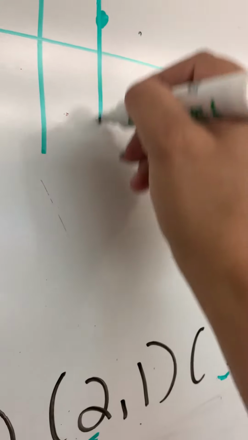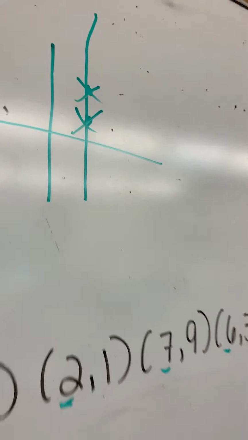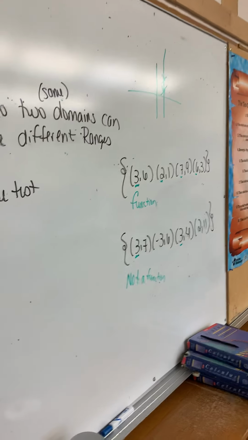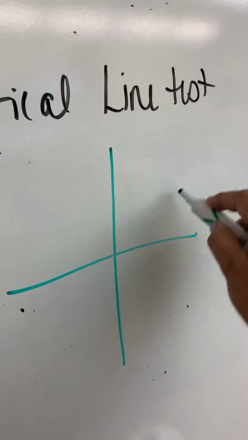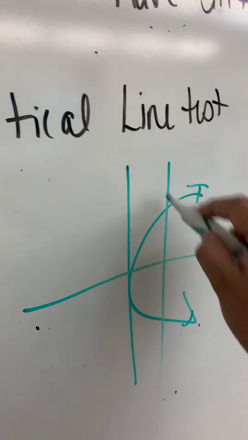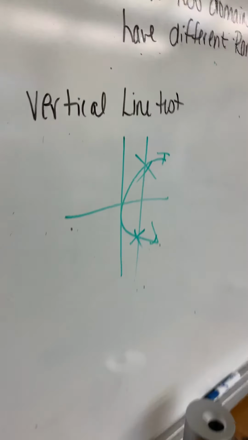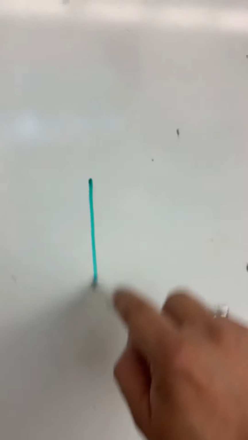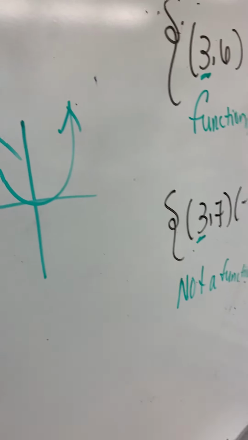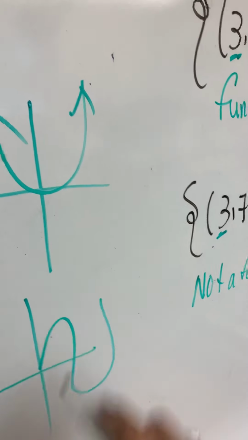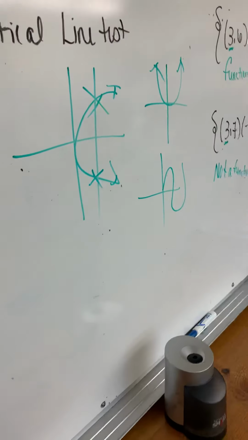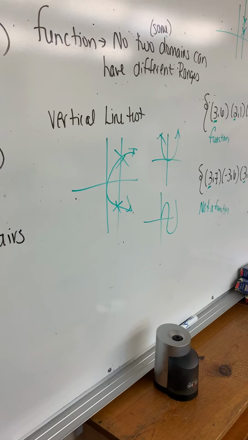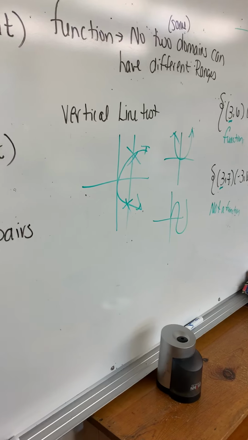And if you do the vertical line test, the vertical line test cannot go through more than 1 point. So if you have a graph that looks like this, that's not a function. Vertical line test, it goes through 2 or more points. This parabola is a function. The sine and cosine functions are functions, okay? Any questions on the vertical line test? It's pretty straightforward today.